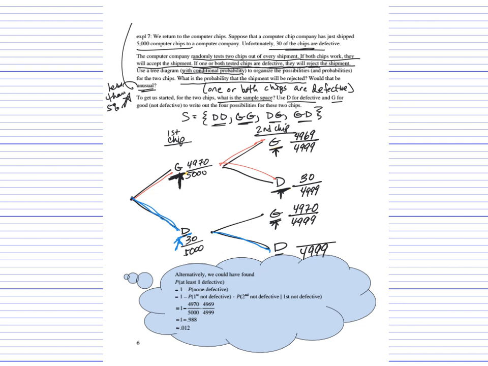Now, how many successes are there if a success is being defective? But I'm assuming that the first one was defective. So one of these 30 successes is gone. So now there's only 29 successes there, isn't there?